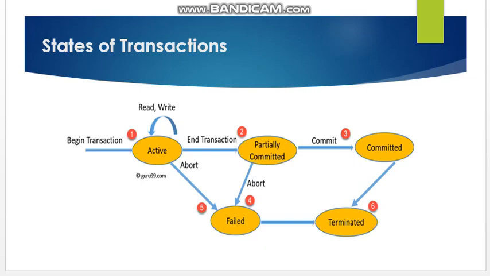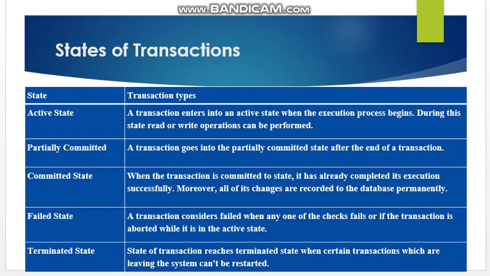Once the transaction is aborted, it enters the next state, called the failed state. And remember that a failed transaction will never go directly to the active state. It has to be terminated first, and then it needs to start its execution again from begin transaction. So these are the different kinds of states of transaction. Let's read the states of transaction.